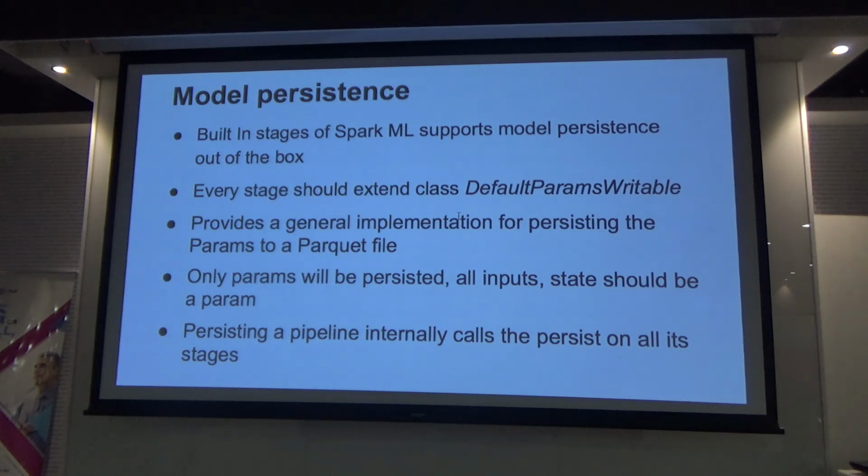The only work that needs to be done from our side is that the stage you create should implement the DefaultParamsWritable class, which gives an implementation to persist that file, and only params will be persisted. Other inputs you take at a class level or any other way of passing an input to the algorithm will not work here. And persisting the pipeline: when you do a persist on the pipeline, it internally calls persist on all of your stages, so that it stores the whole pipeline as it is. When you say pipeline.load, it has the ability to go to each of those stages, load individual stages, and create a pipeline plan. So we have that support.